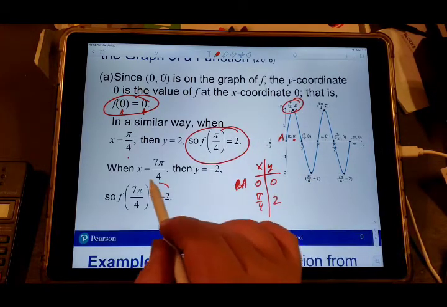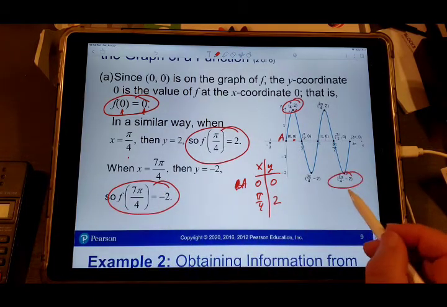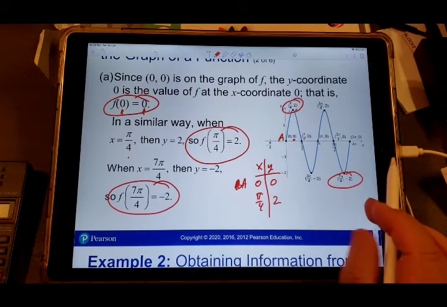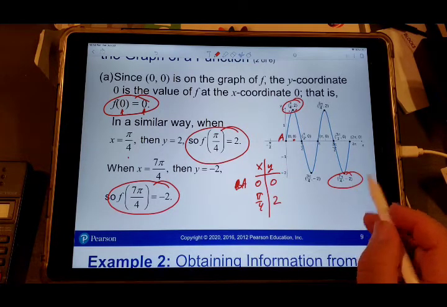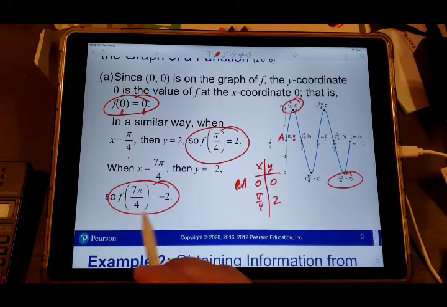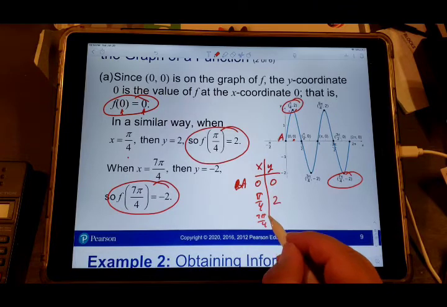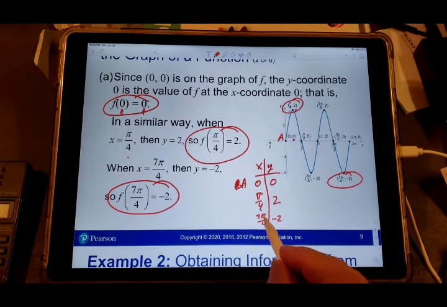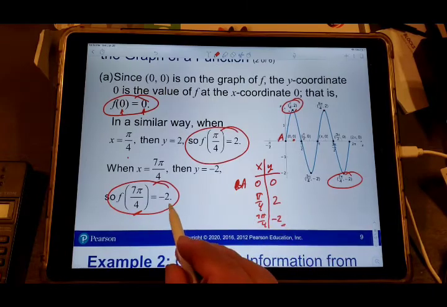And then this next one, f of 7 pi over 4. So you got to find that, 7 pi over 4. And what it says is f of 7 pi over 4 is negative 2. And so let's put it in my table, negative 2. And so what I have here, that's the argument, and what I have here, that's the result.